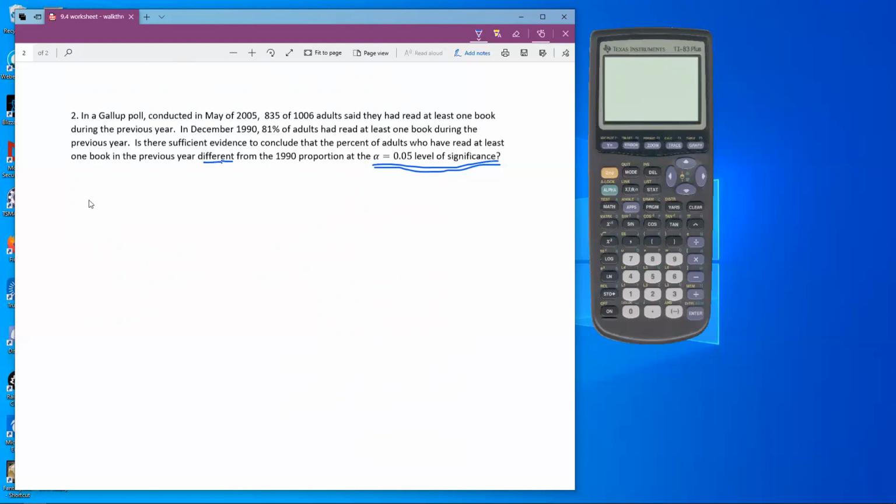Okay, so let's go through our process here. So we're going to say H0, p naught. Let's see, what do they want to know? Is different than. So what was the proportion in 1990? It was 0.81. Ha, right? p naught is not equal to 0.81. Okay, our level of significance, 0.05. We're going to say alpha equals 0.05. Now we've got to go ahead and calculate our test statistic.